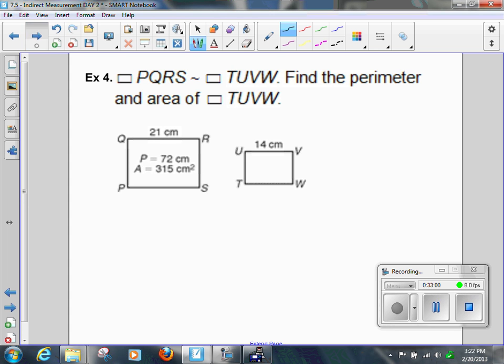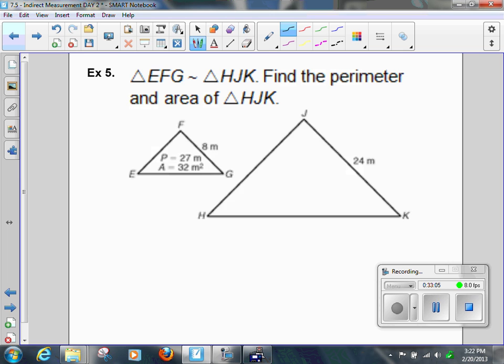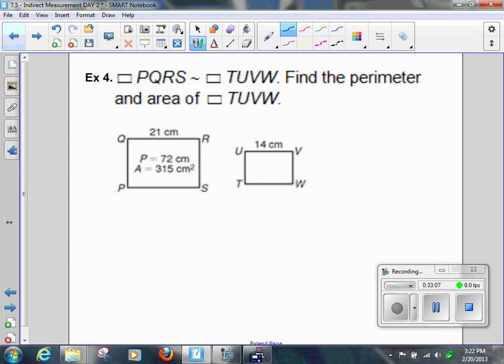Good. Then this is what you're going to do for homework. You're going to do examples 4 and 5 for homework. They are the exact same thing you just got finished doing. You find the similarity ratio, find the ratio of the perimeters, find the ratio of the areas for both of those problems. So we work on partners.